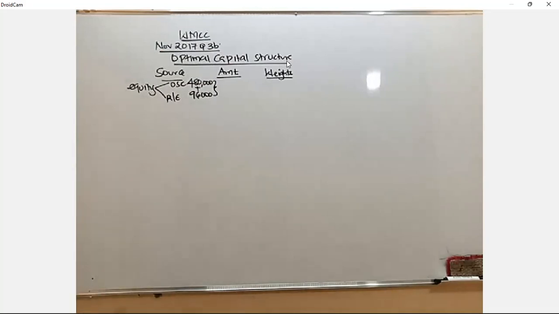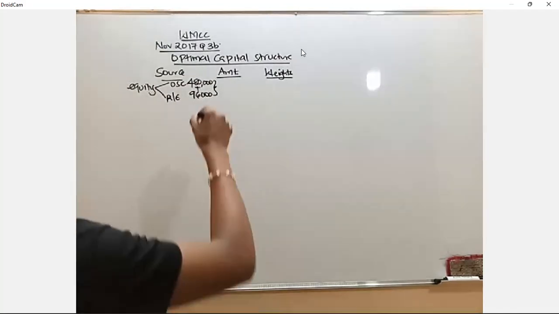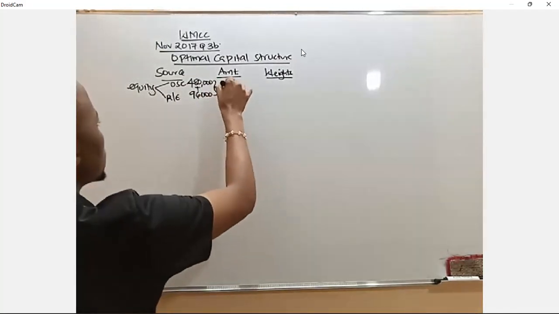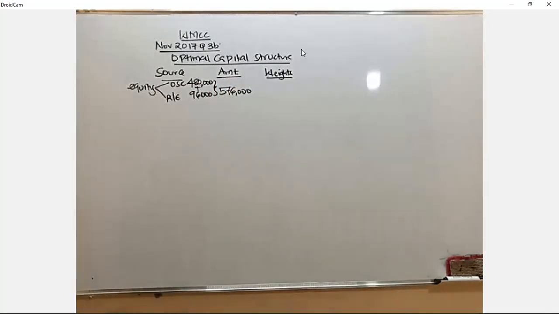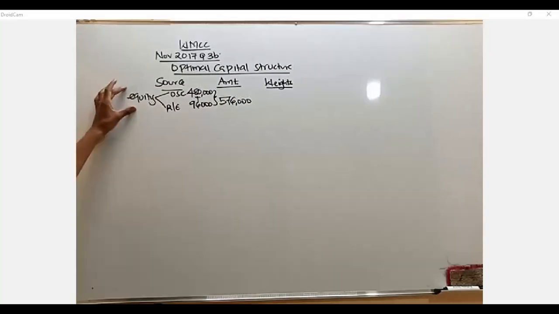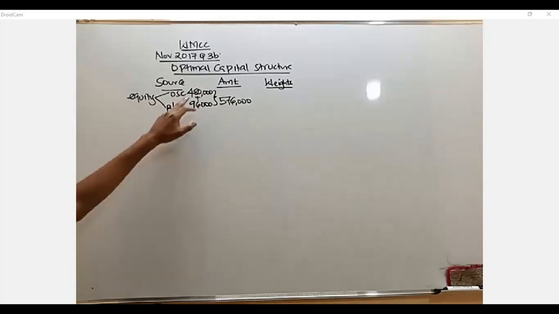So once you sum the two, how much are we getting? We are getting around 576,000. I think up to that point we are together. That is what we are supposed to be getting. Once you take the combination of our ordinary share capital and retained earnings, the total should be 576,000.